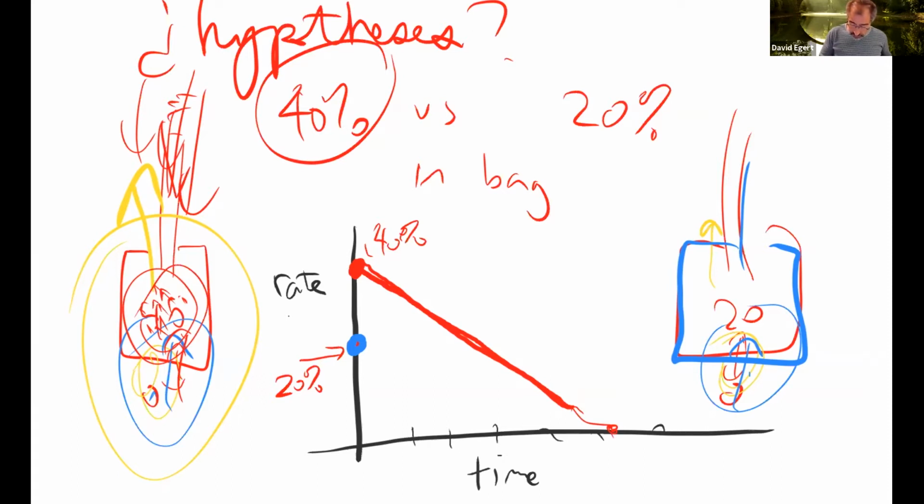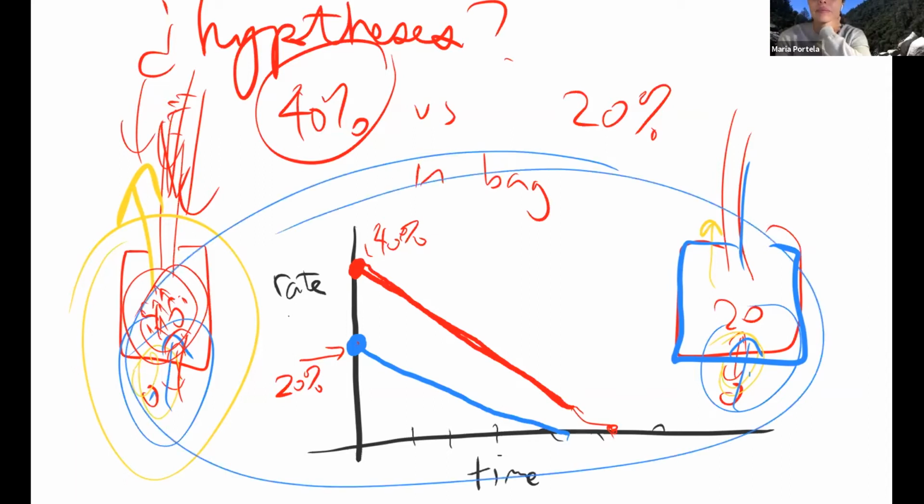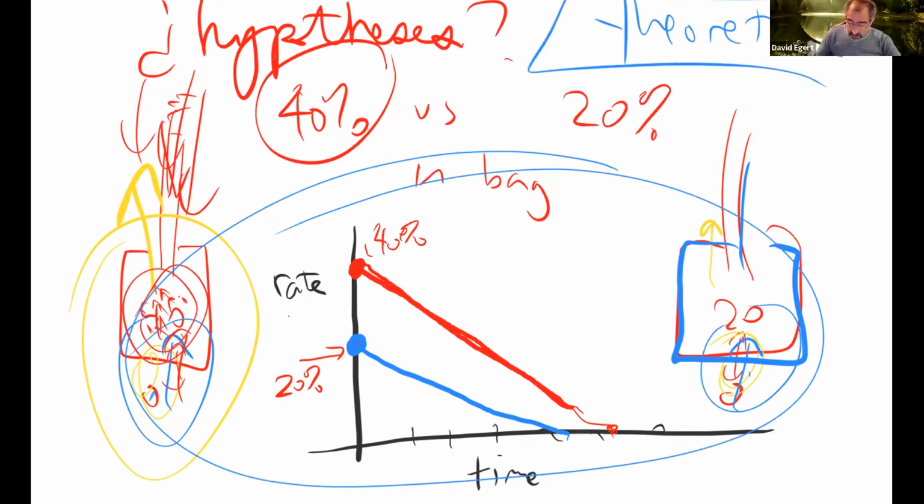We're probably going to expect this one to also be going down, but always lower than the other one. Does that make sense? So this is kind of theoretical. We might or might not see that when we look at the actual data.